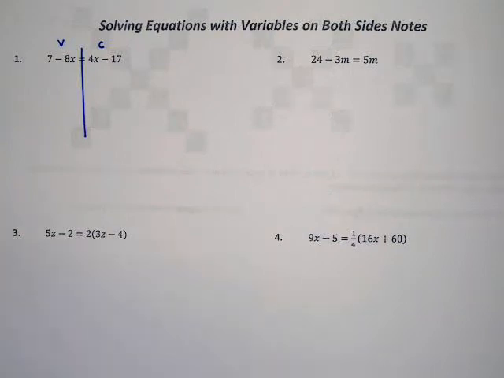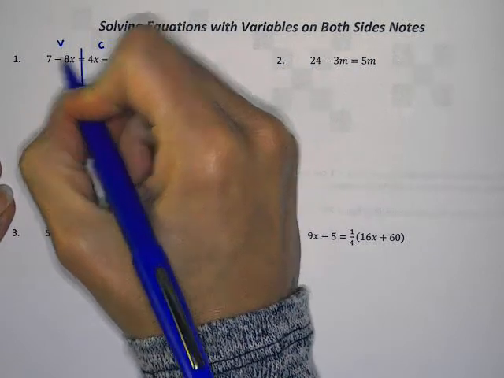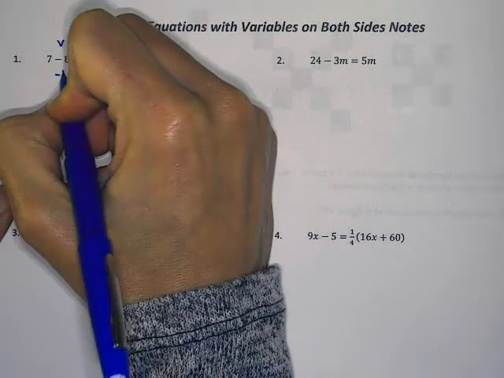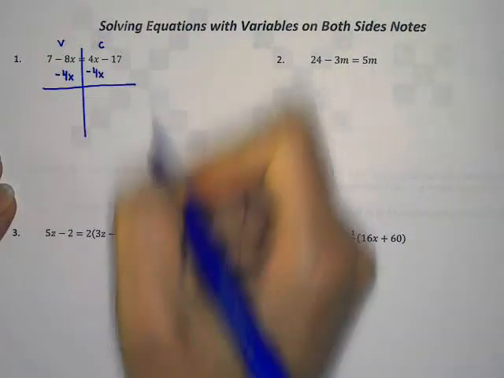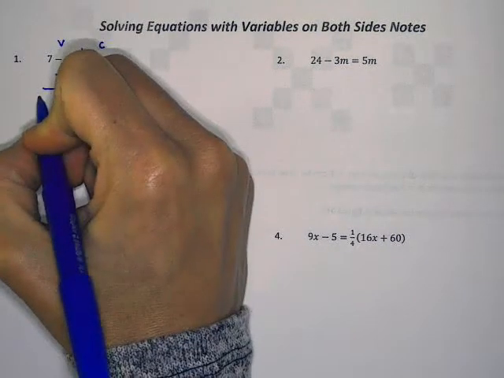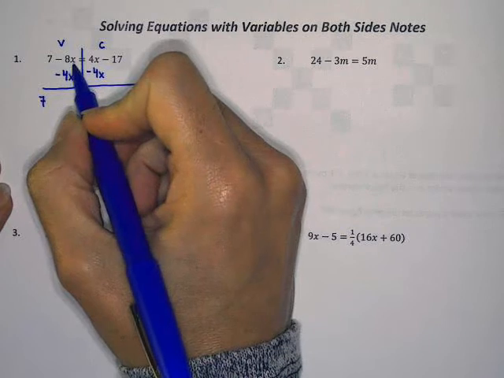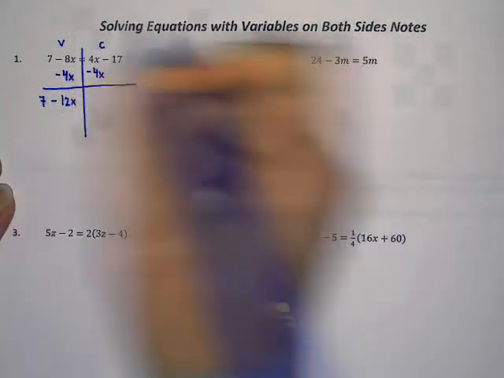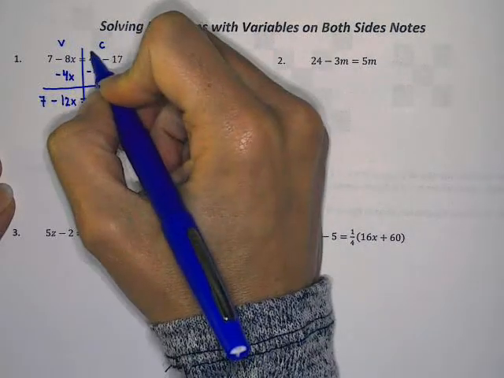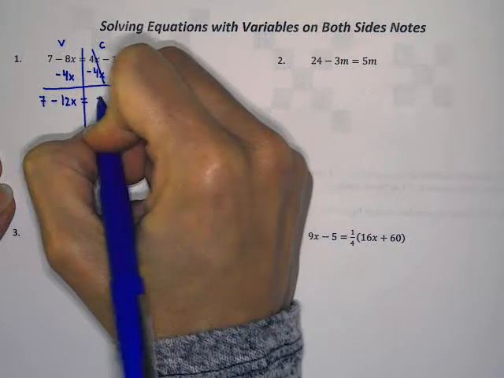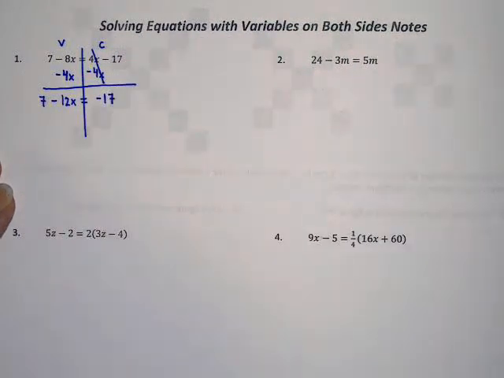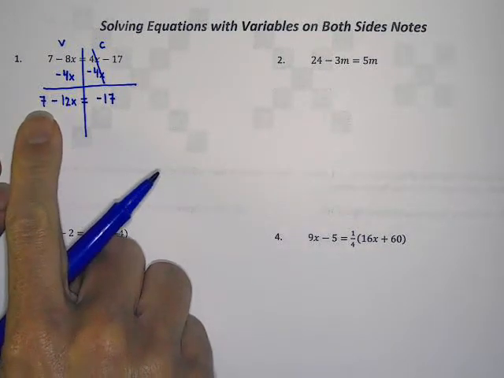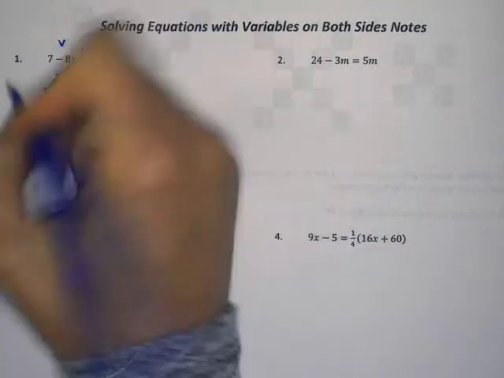So the first thing that I'm going to do is take this 4x and move it to the left side by subtracting 4x. When I go to simplify this, I'm going to bring down the 7. I have a negative 8 minus 4, which is going to give me a minus 12x. On this side, my variables canceled out, and all I have is negative 17. So far I've been successful in getting all my variables on the left side. Now I just have to move this constant over to the right-hand side.